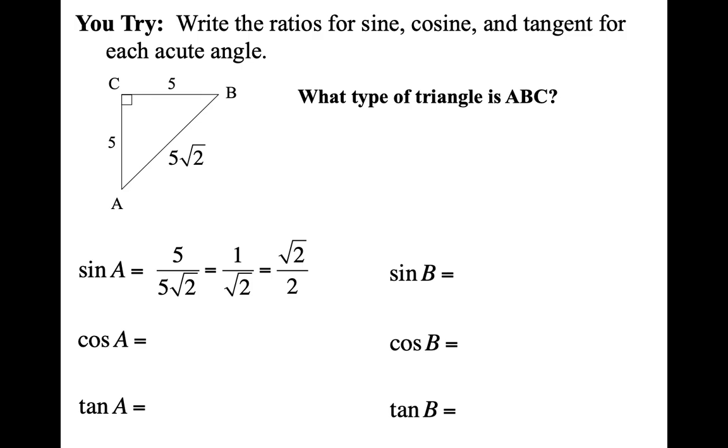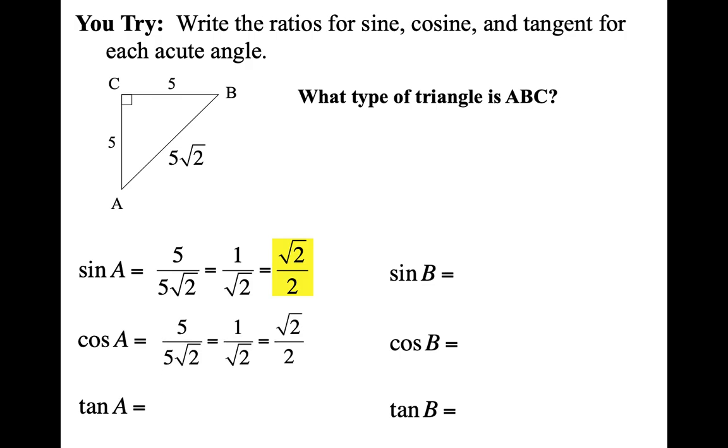1 times the square root of 2 is the square root of 2. Square root of 2 times the square root of 2 is equal to the square root of 4. Square root of 4 is equal to 2. So that's how we get our final answer of square root of 2 over 2. Now, cosine of A, adjacent over hypotenuse, is also 5 over 5 square root of 2.